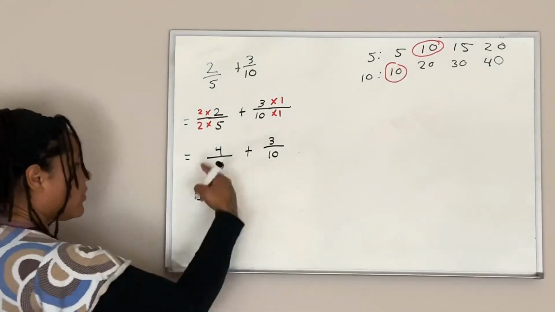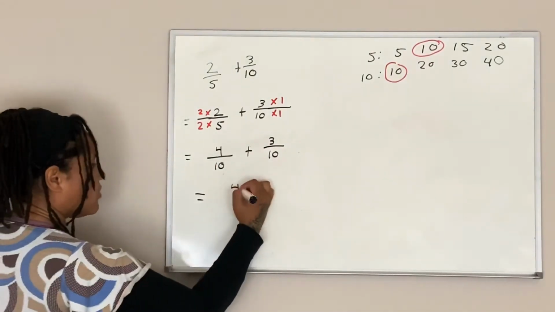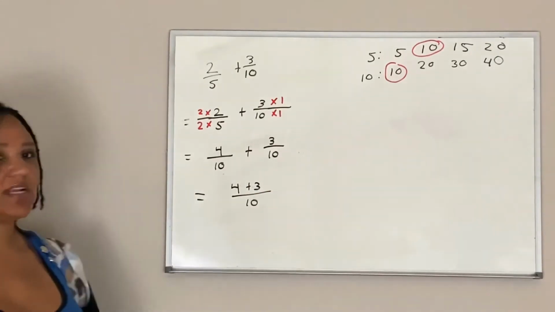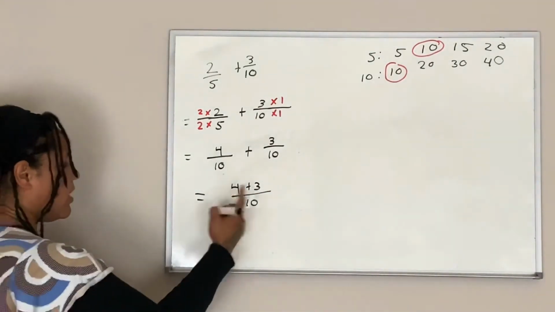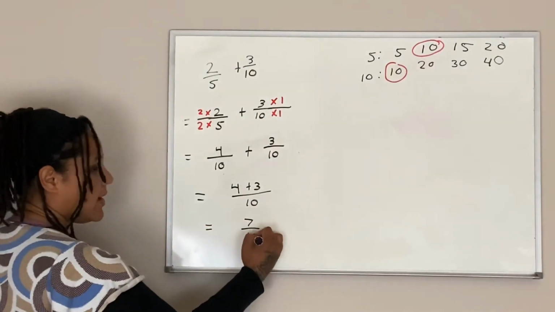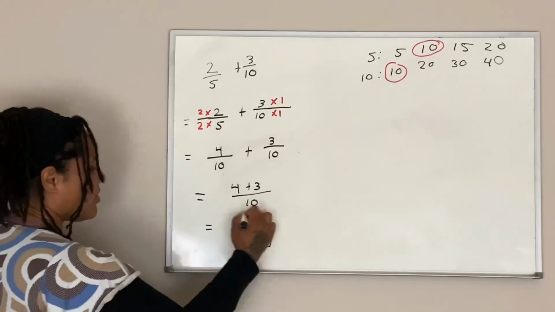Okay, so now we can go ahead and combine the numerator. So 4 plus 3 all over 10, and we keep the same denominator. And so now we have 7 over 10, right? Okay, so that is our final answer.